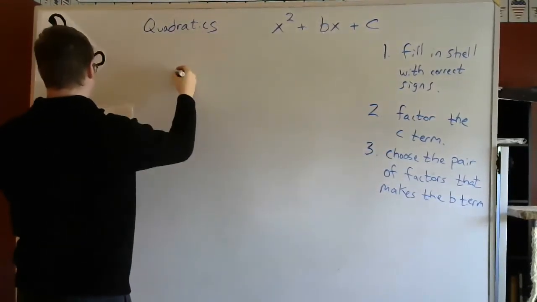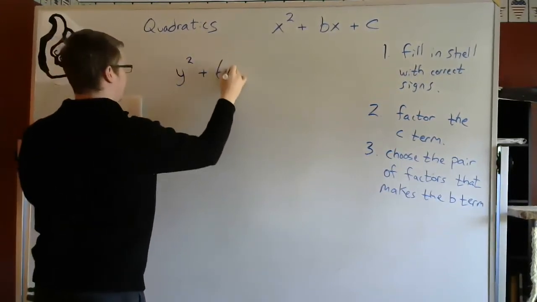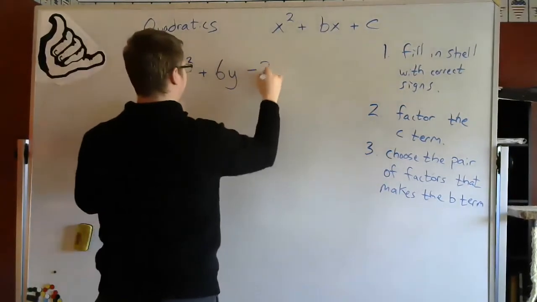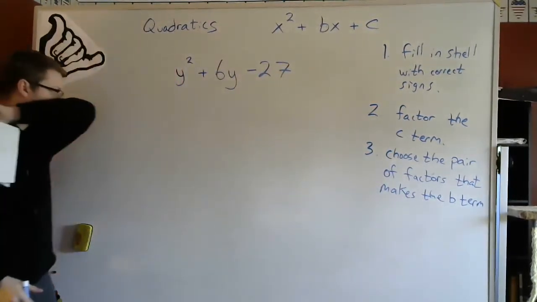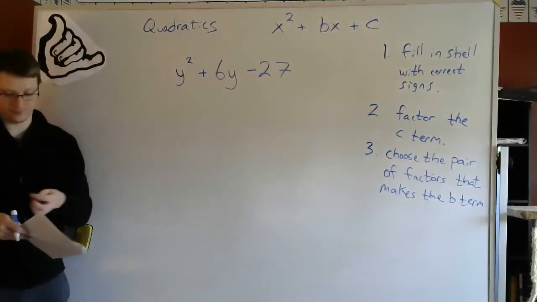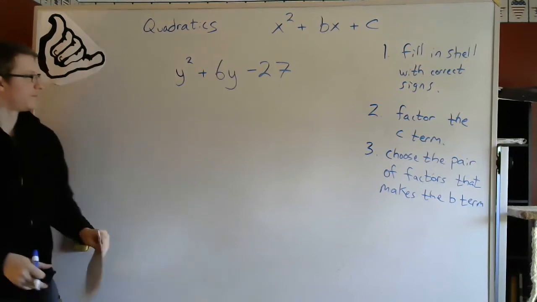Let's factor y squared plus 6y minus 27. Again, there's no GCF here. We don't have to worry about that now. You will soon, don't worry.